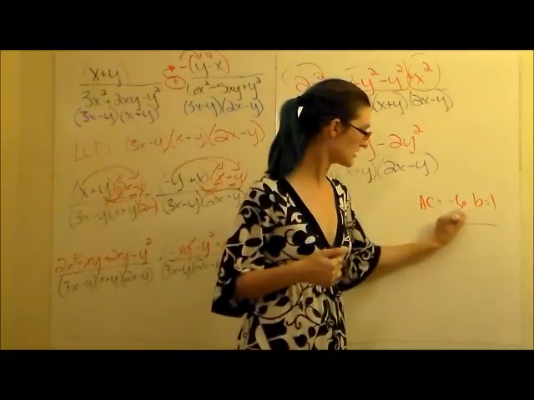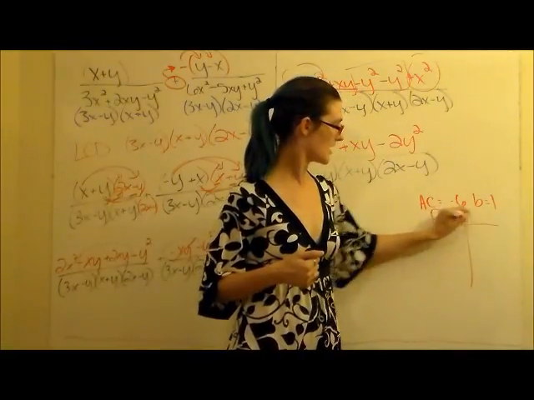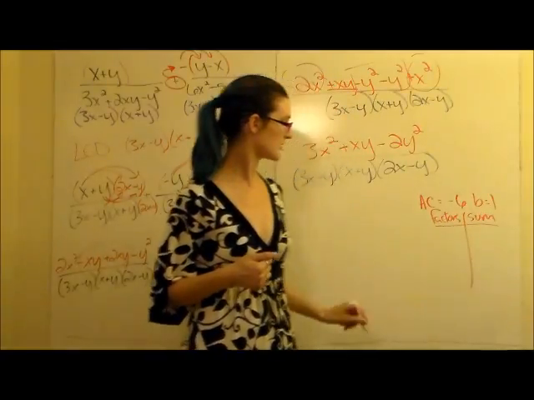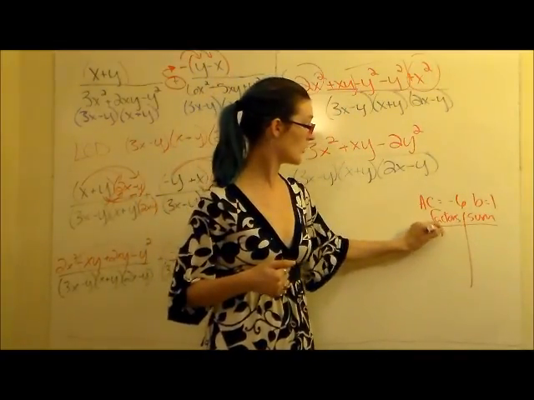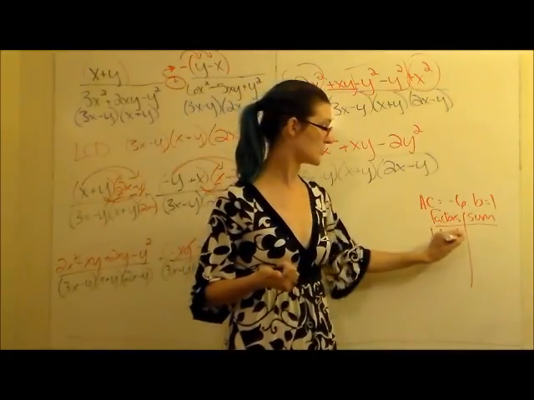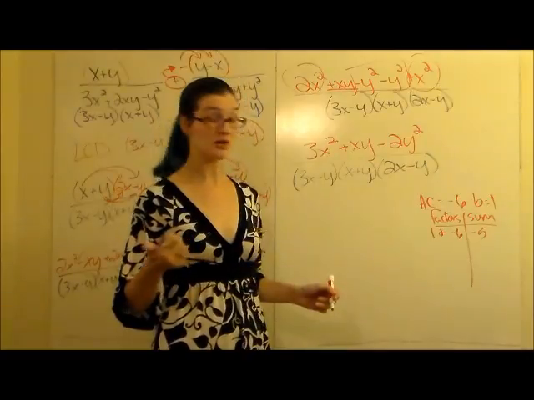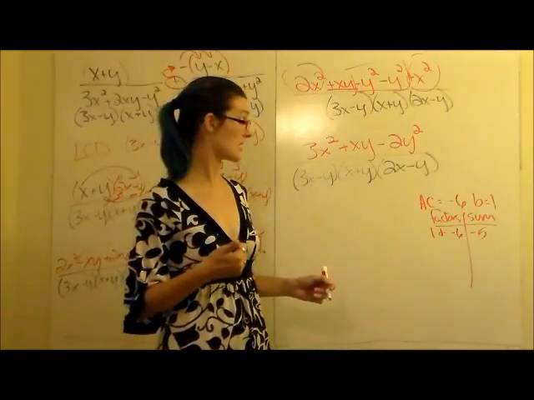If I make my chart, I have factors on one side, and I have the sum on the other. So I have 1 and what number multiplied make negative 6? That would be negative 6. If I add those together, I get negative 5. Not our B. We want B to be the sum.